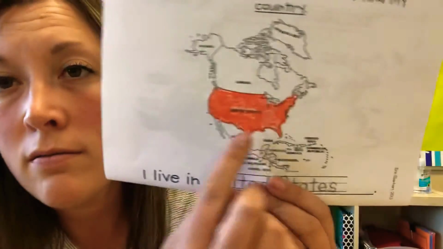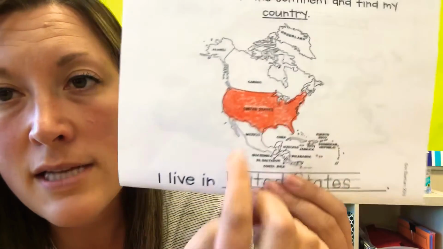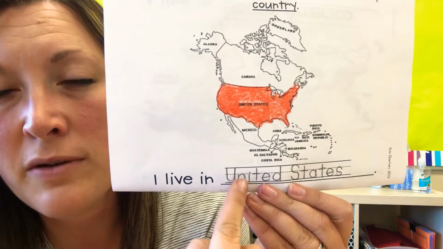We're gonna find us on the map. So we found what continent we live in. Now we're finding what country we live in. We live in United States. So your paper should be colored right here, United States, and then the words should be traced, United States.